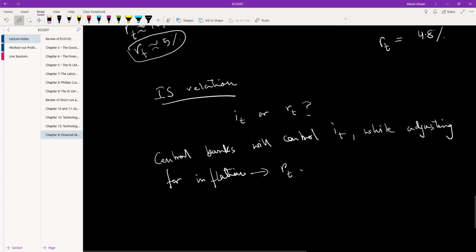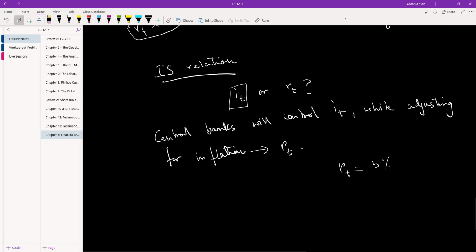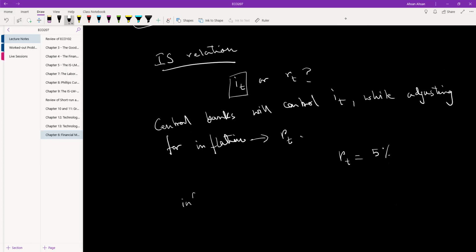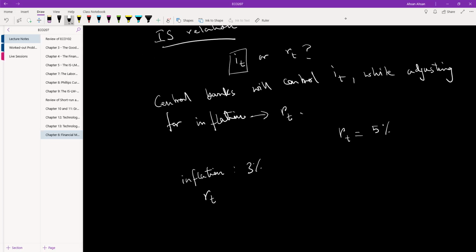So for example, they may have a target that they want r_t to be 5%. But of course, the central bank cannot just change r_t. r_t depends on inflation. So what the central bank is going to do is take the expected inflation, and based on that expected inflation, change i_t. So for example, the central bank expects inflation in the economy to be 3%, okay? And of course, they want r_t to be 5%.